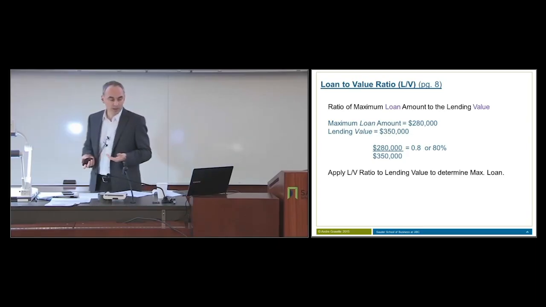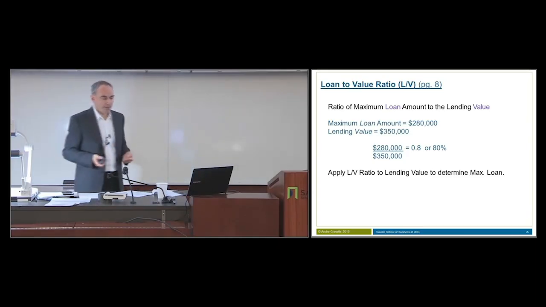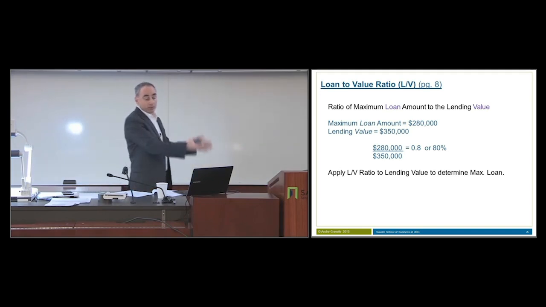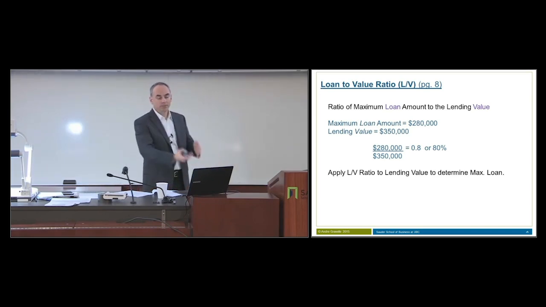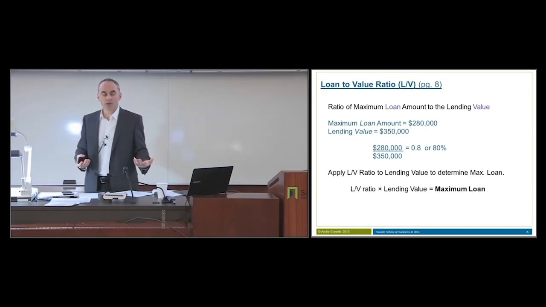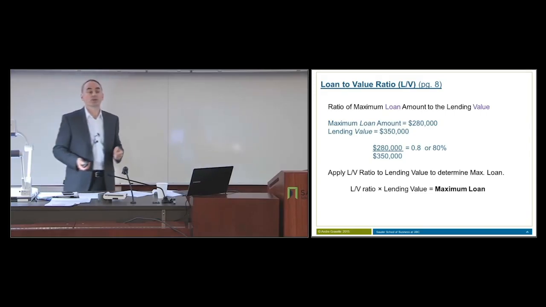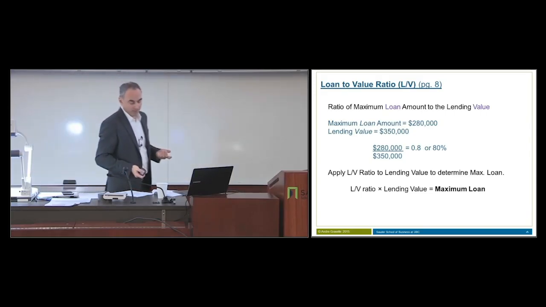So if we looked at this and changed this equation around a little bit, and we manipulated it such that we had the loan-to-value ratio on one side of the equal sign and lending value on one side of the equal sign, the loan-to-value ratio multiplied by the lending value would give us the maximum loan. And so this is how we'll use the loan-to-value ratio to figure out what the maximum loan is.